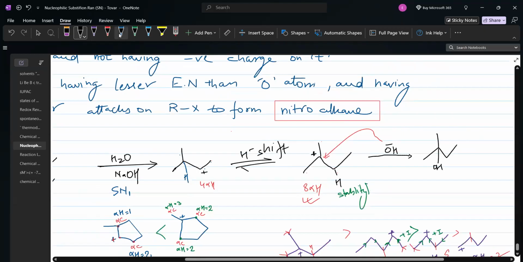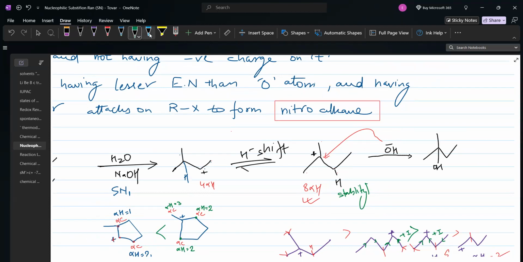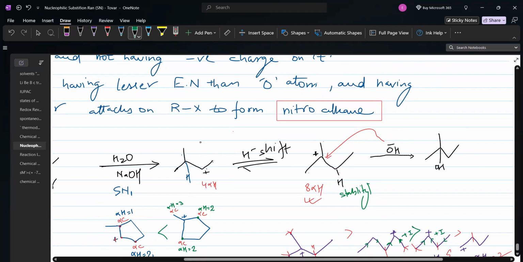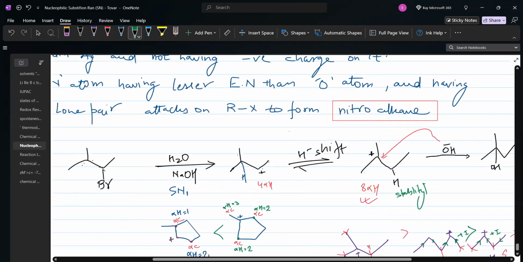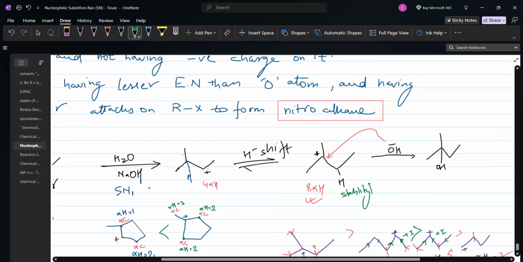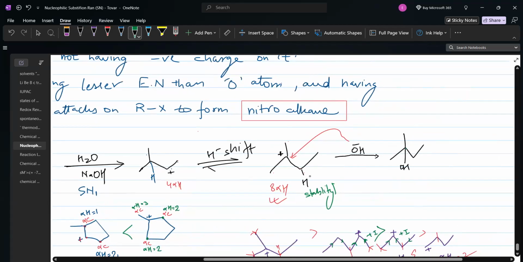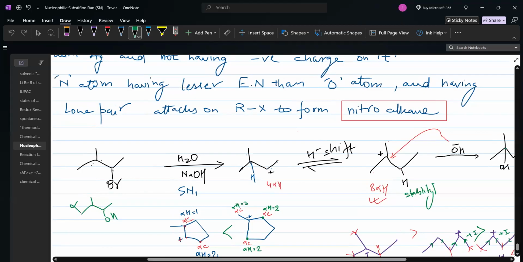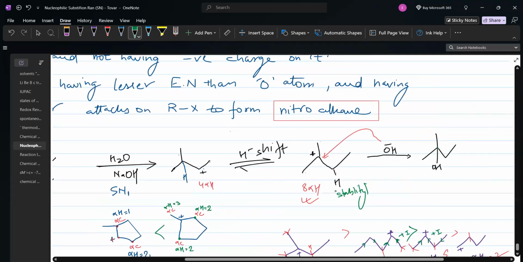Yes, sir. If there were no hydride shift, let's assume there is no hydride shift, then the result would be like this. The carbocation will be forming here, and the OH will be attaching here only. But the answer we are getting is this one, not this. So this one is wrong because of the hydride shift, because there is more stability in this. This is the final answer.